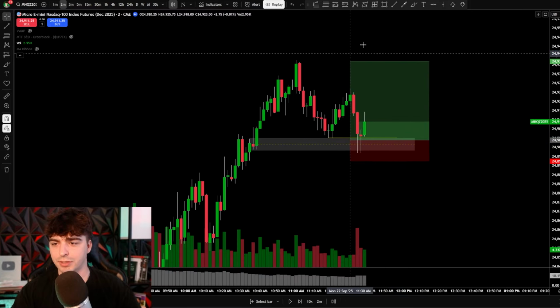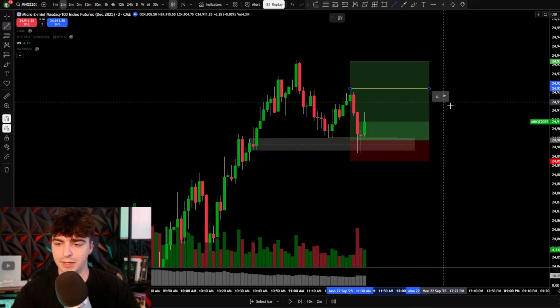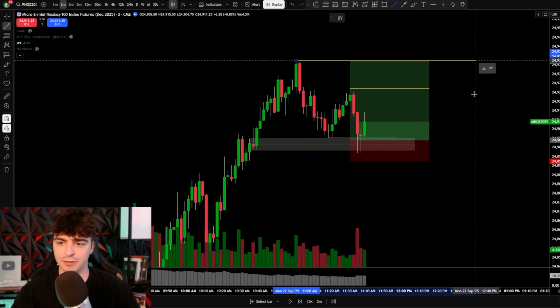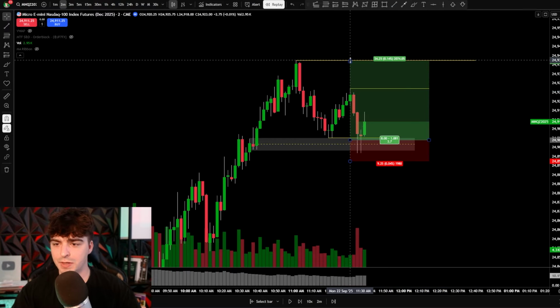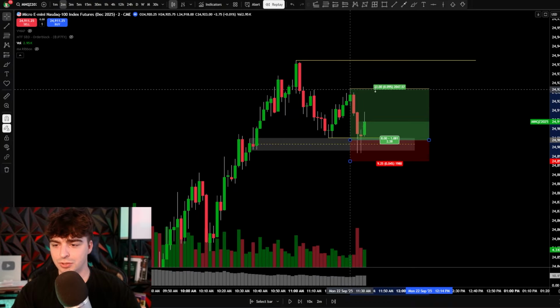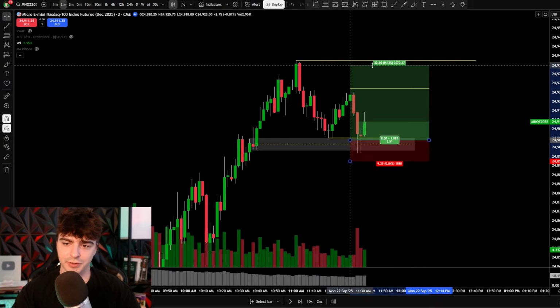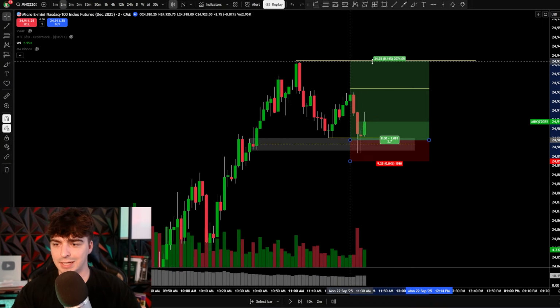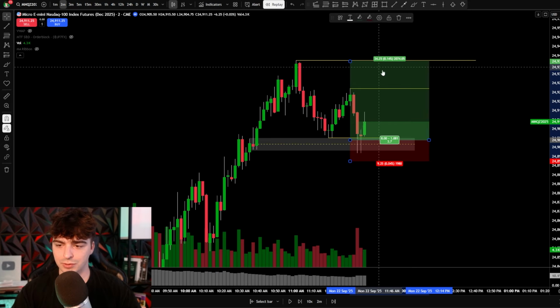Our target is going to be at the highs over here. There are two targets technically that you can target. You can have this high over here and this high over here, because those are two areas of liquidity. So that means the first target is about a 2.3 risk to reward trade. The second target is a 3.7 risk to reward trade.